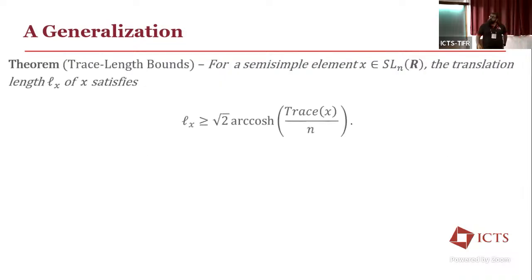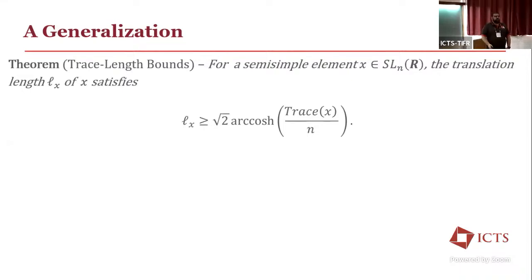All right. So in the paper, we have these trace length bounds. Frankly, it's probably the most interesting part of the paper, even though it's just a tool to prove our main theorem. And here it is. If you have a semi-simple element x in SLnR, its translation length is bounded below by √2 inverse hyperbolic cosine of trace over n. We also have an upper bound. I think maybe √2 is replaced by 2 in the upper bound. We don't need it here.